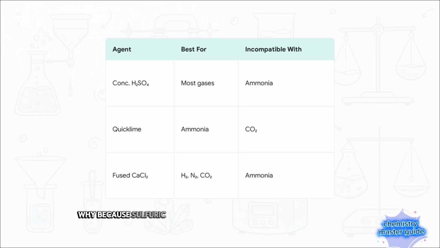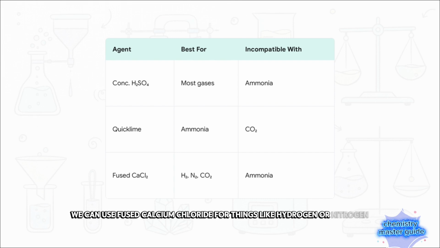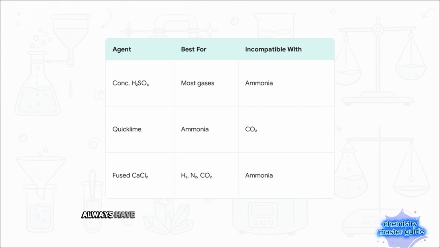Why? Because sulfuric acid is highly acidic and ammonia is a basic gas. They would aggressively react together, and you'd completely destroy the very gas you just spent all that time trying to collect. So for our basic ammonia, we have to switch to something like quicklime, because quicklime is a basic drying agent. They get along. And for a more neutral approach, we can use fused calcium chloride for things like hydrogen or nitrogen, though again, we keep it far away from ammonia. You always have to make sure your dryer doesn't react with your gas.